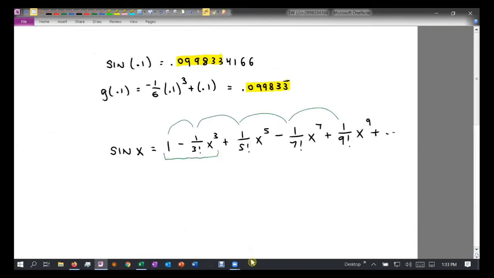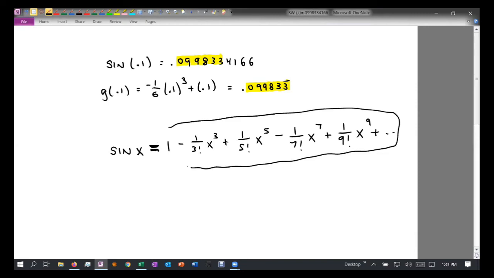So we're going to discover that the sine function is equivalent to this infinite power series. All we've shown today, at least up to this point, is that it's at least close to that, right?